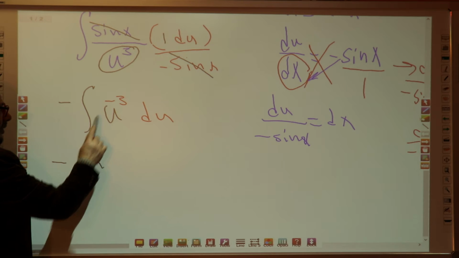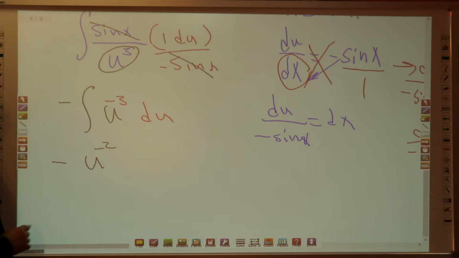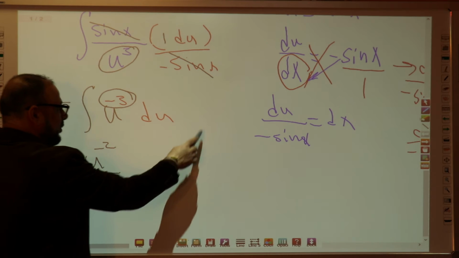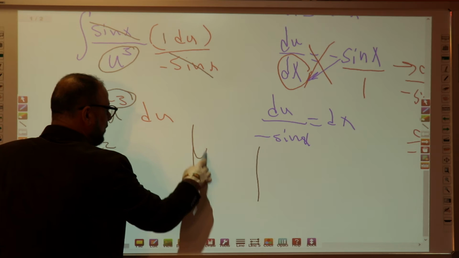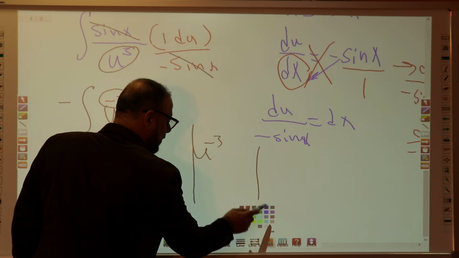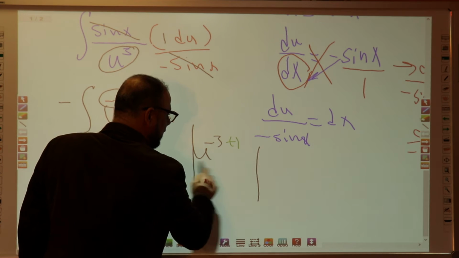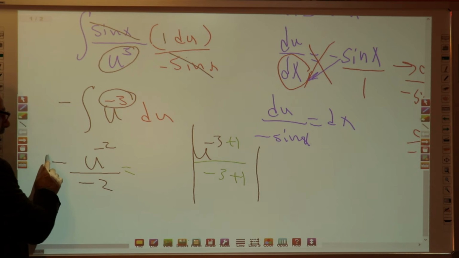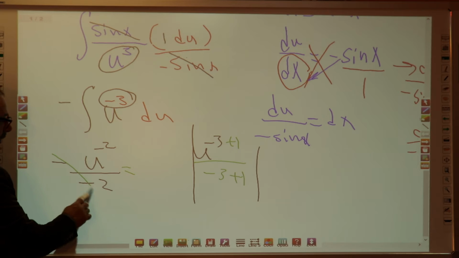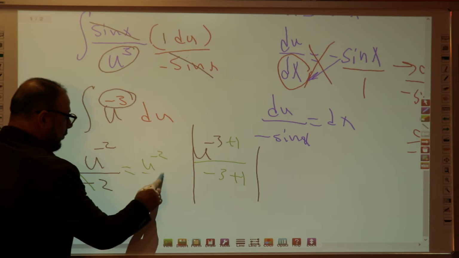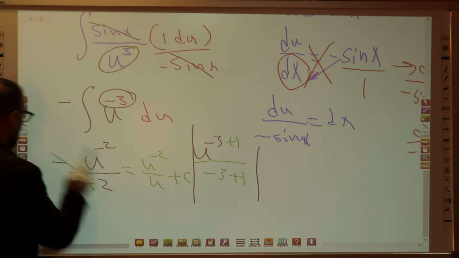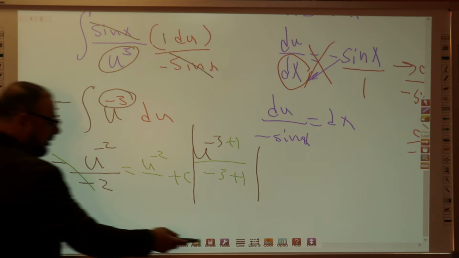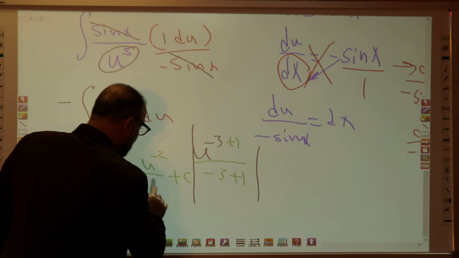Negative u to the negative 3 plus 1, negative 2, over negative 2, right? For the integration, just to refresh your memory, it's u to the negative 3 plus 1, over negative 3 plus 1. Negative cancels with negative, so u to the negative 2 over 2. Don't forget the C, because this is an indefinite integration. Now, are we done?